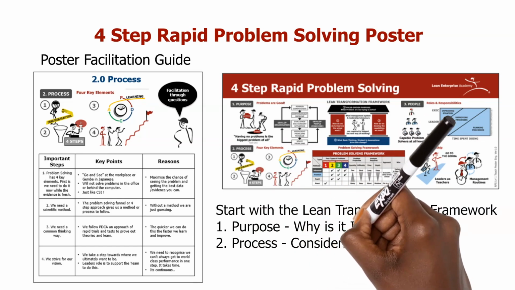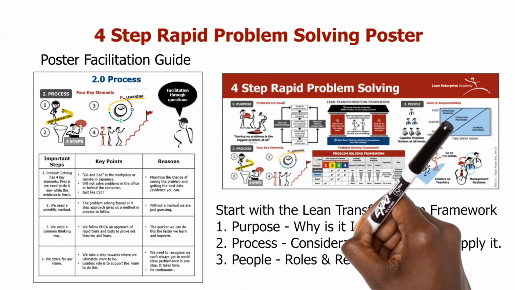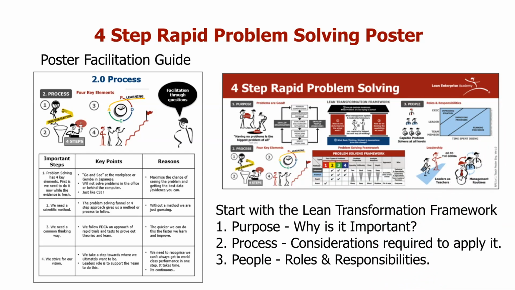We always start with the Lean Transformation Framework and then cover purpose, process and people. Purpose positions the subject and why it's important. Process, the conditions and considerations required to apply it, and people, the roles and responsibilities required to make it happen.